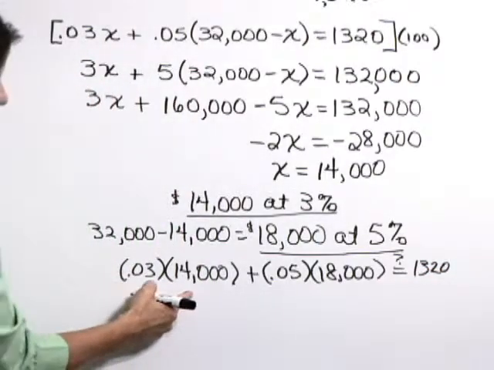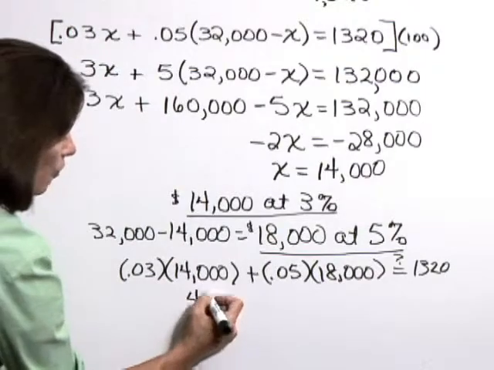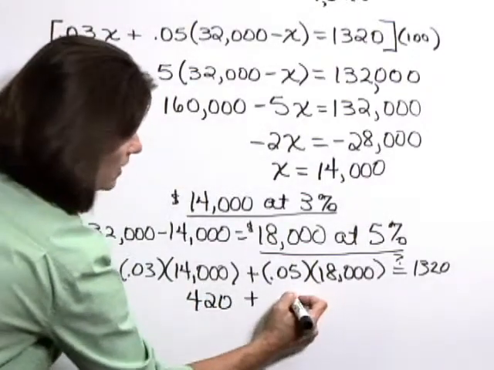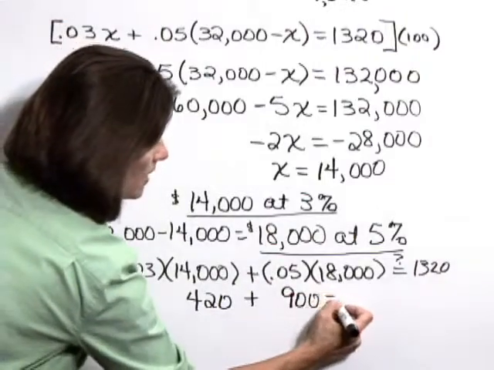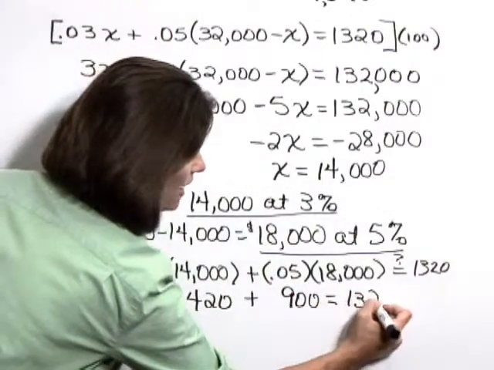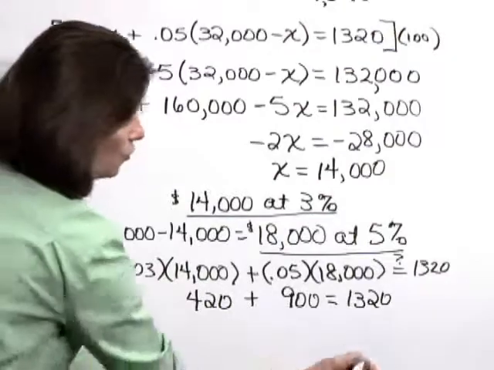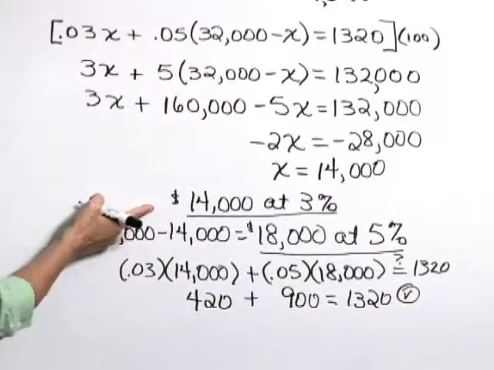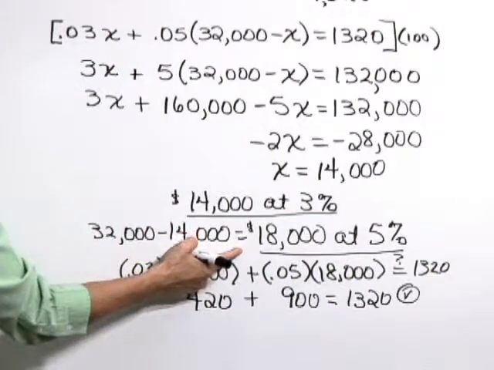Multiplying 0.03 times 14,000, that's 420. 0.05 times 18,000 is 900. And yes, that is equal to a sum of 1,320. That checks out. So our solution is 14,000 at 3%, 18,000 at 5%.